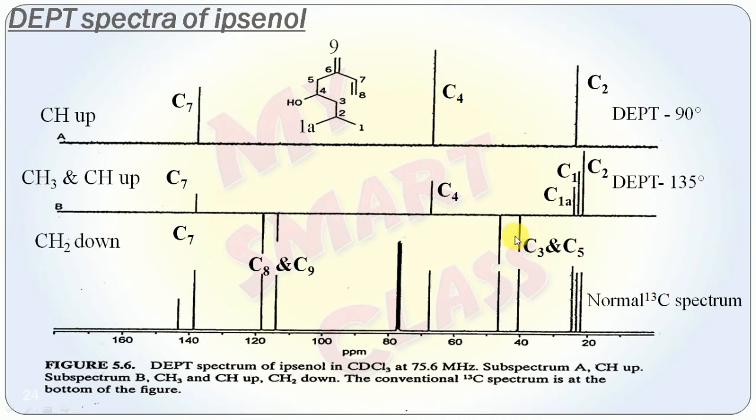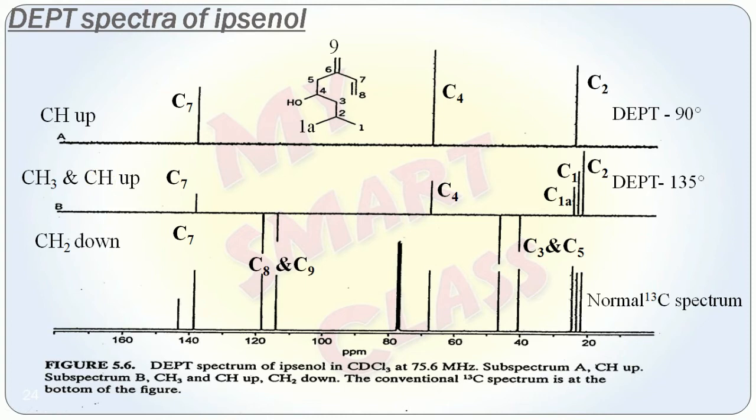And downward signals mean C3, C5, C8 and C9. Okay, look here, C3, C5, C8 and C9 are CH2, which means they are downward. So if you want to know how many quaternary, tertiary, secondary, and primary carbons there are, you can calculate it. It is simple. What is a quaternary signal? If a signal shows in 13C NMR like this, but is not present in DEPT 90 or DEPT 135, then that carbon is quaternary.